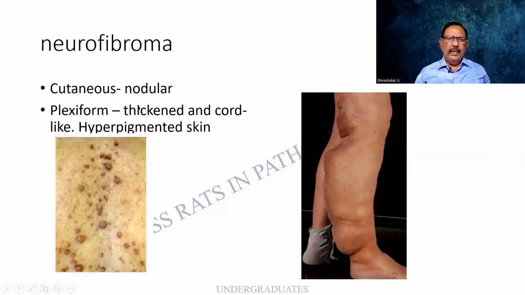Neurofibroma. Here, see, there are two forms. One is called the nodular. These are all multiple nodules I can see. Nodule means something hemispherical that is there on the skin. Plexiform means it is almost like elephantiasis. Like the elephant's hide, it is hanging. It is a plexiform. It usually occurs in the limb. It is hyperpigmented.